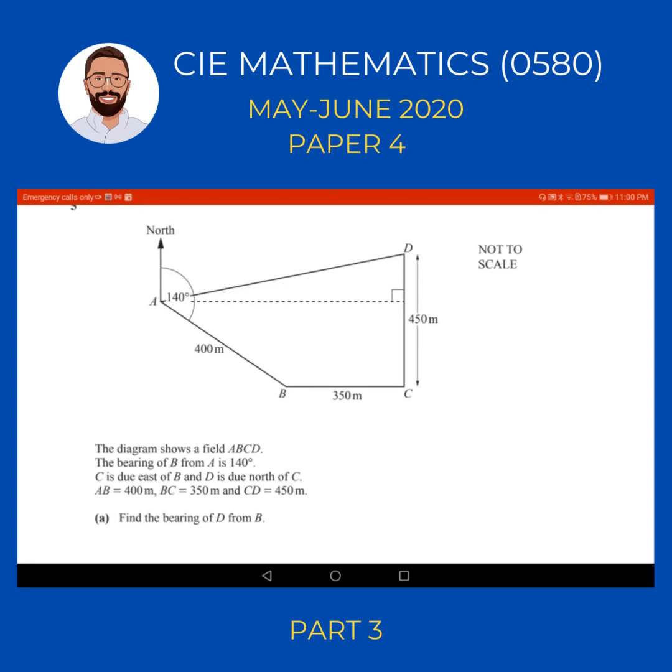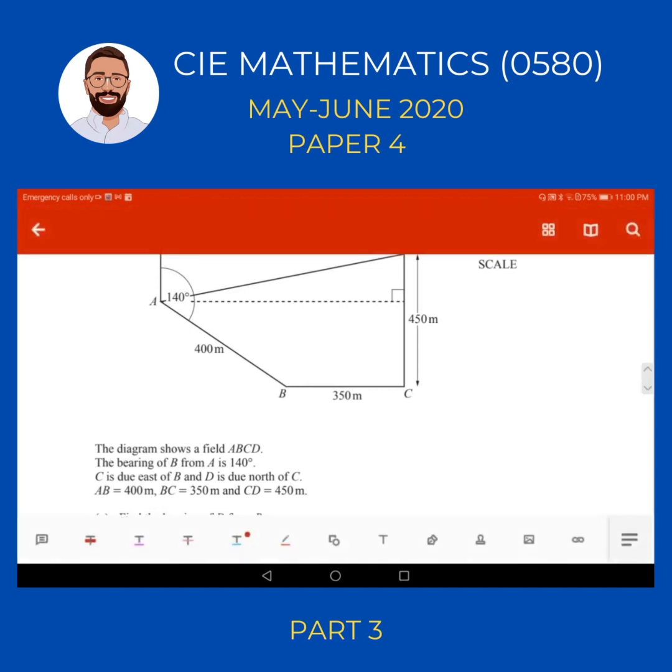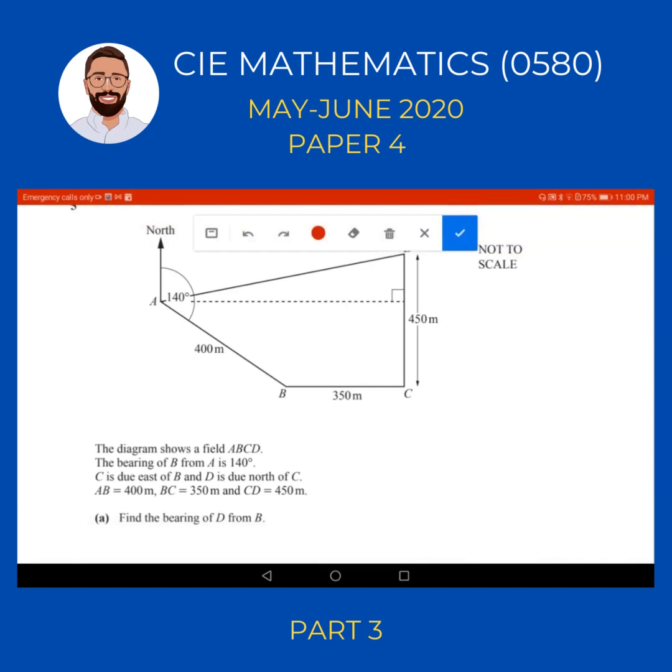So from B means B is my start point. So I need to be at B. So from B means I need to draw a north sign at B. And the bearing of D from B means I need to move from B, from the north sign at B, in a clockwise direction until I meet the line connecting D and B. So this is the bearing. Let me call it X.